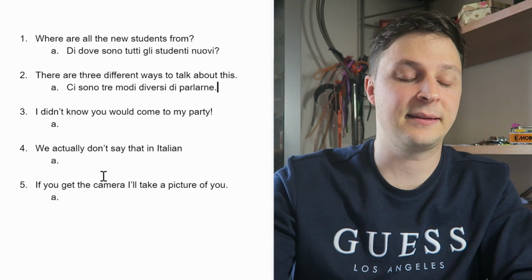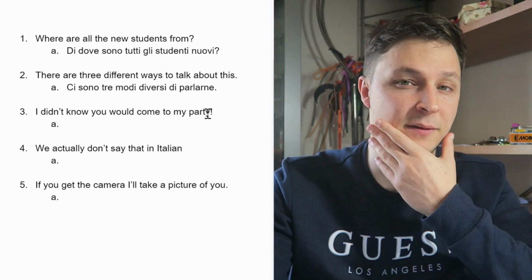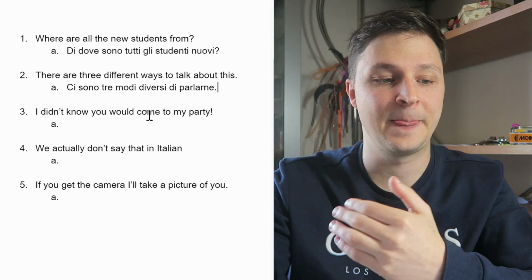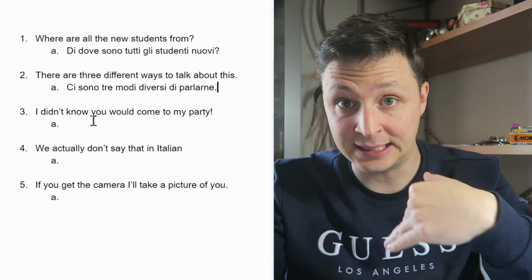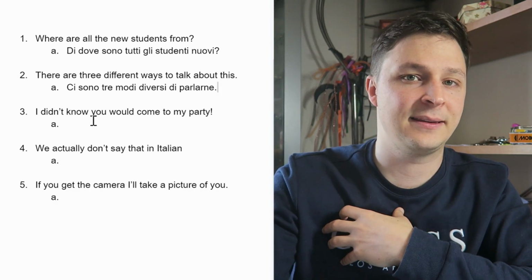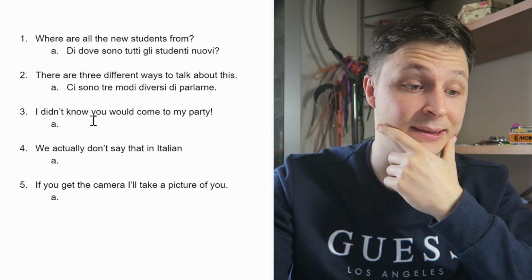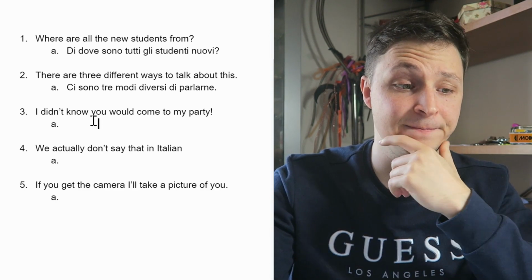Next, let's go to sentence number 3. I didn't know you would come to my party. So this is a specific verb tense, like in the past, I didn't know that in the future you would come to my party. I call this tense the future in the past. What do you guys think? Pause the video and let's get your answers.